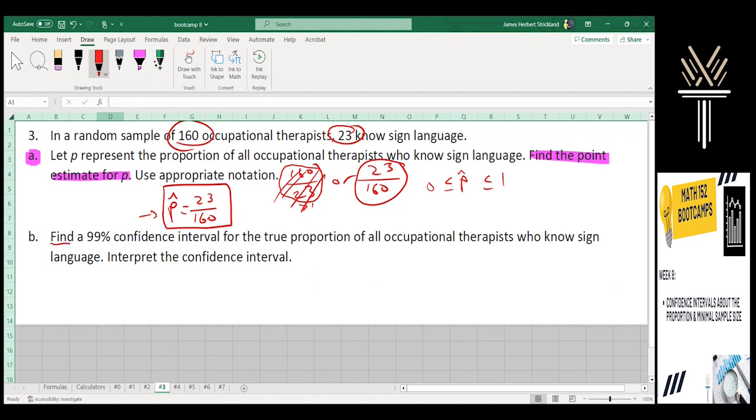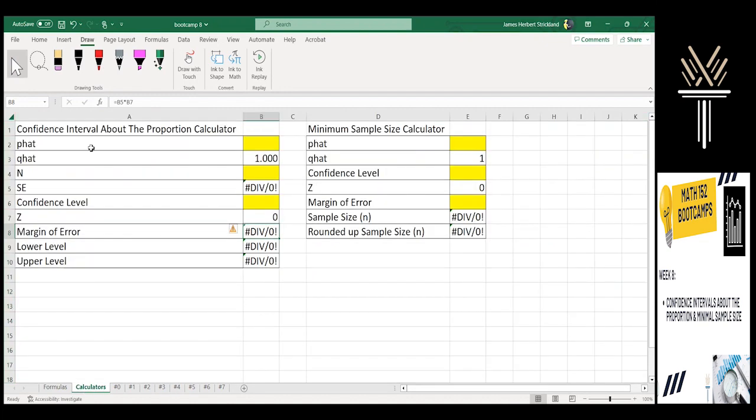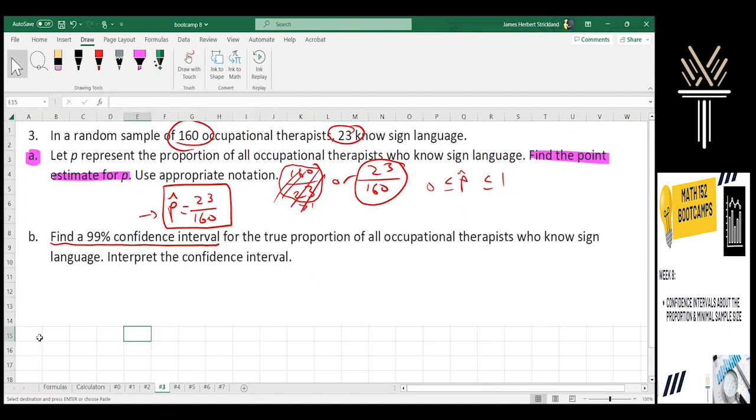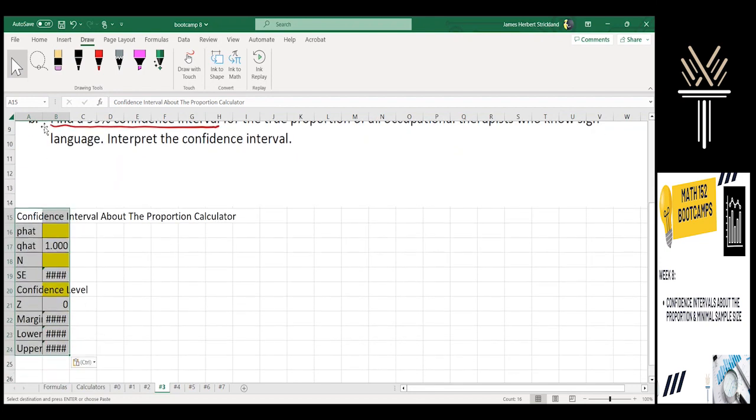Now we want to make a confidence interval. So we're going to go to calculator. We're going to highlight our calculator confidence interval. Copy. Jump to the question we're on. Pick a place that you like to place it and hit paste. All of our formulas come with it. Maybe stretch our cells just so things fit.